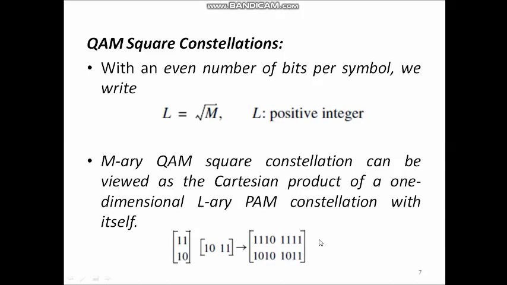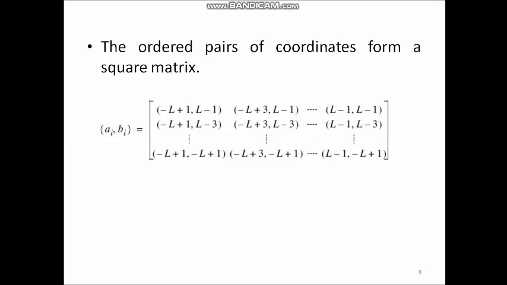Therefore, in this multiplication we should write all possible ordered pairs with the first coordinate taken from the first set and the second coordinate from the second set. So, multiplication of this 1 1 1 0 with 1 0 1 1 gives 1 1 1 0, 1 1 1 1, 1 0 1 0 and 1 0 1 1. This is how we need to find the Cartesian product. The ordered pairs of coordinates form a square matrix. So, the Cartesian product of a one dimensional PAM constellation with itself gives a square matrix, represented as shown in the matrix.